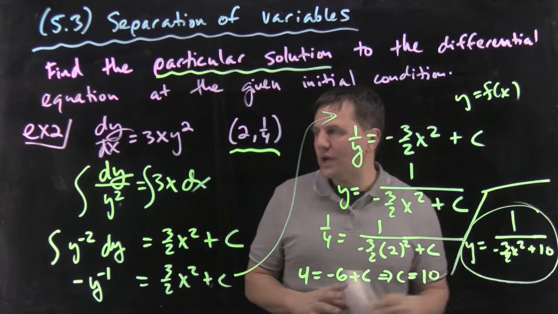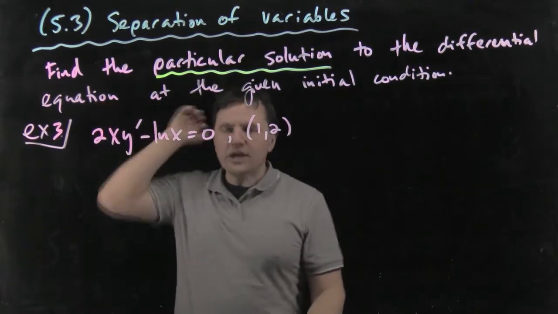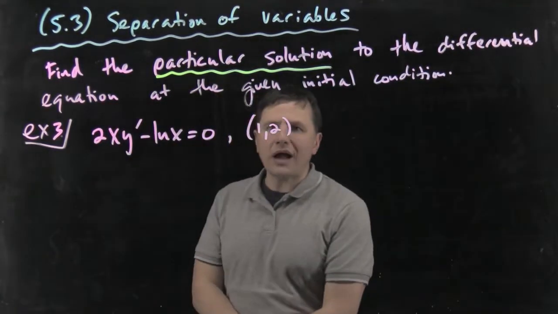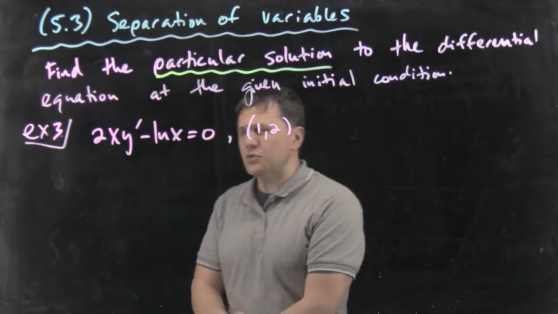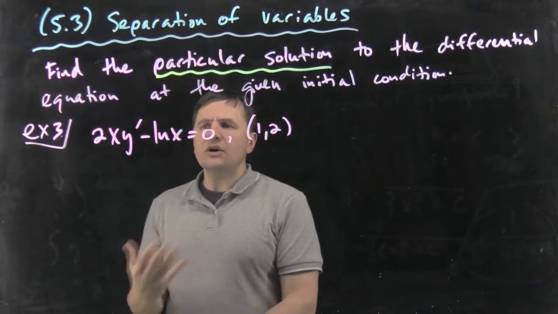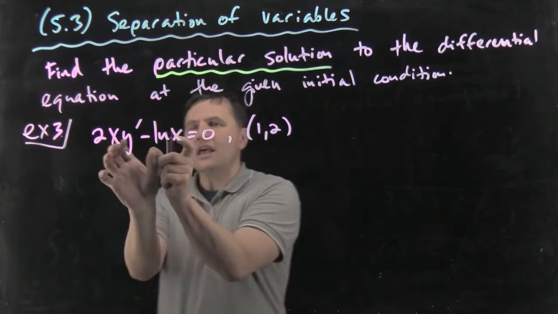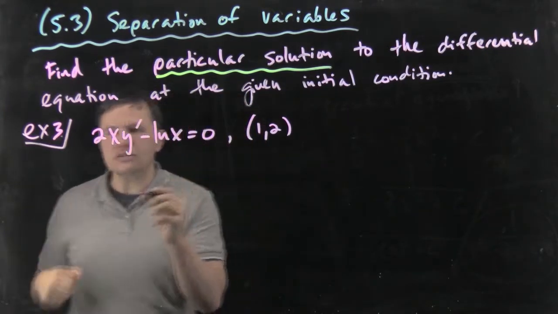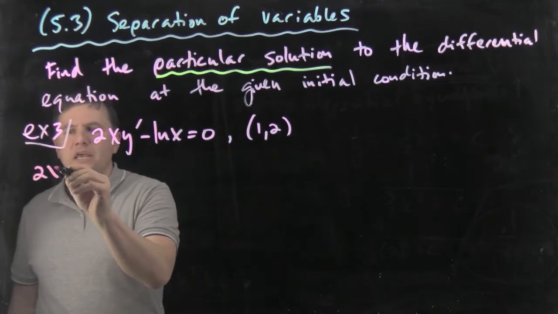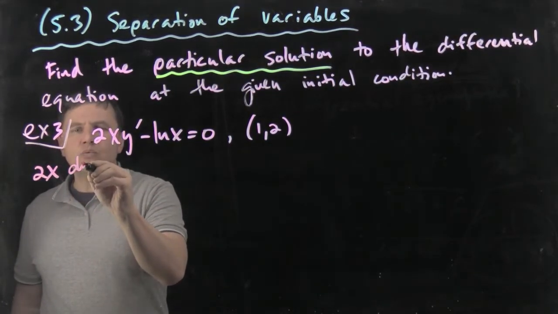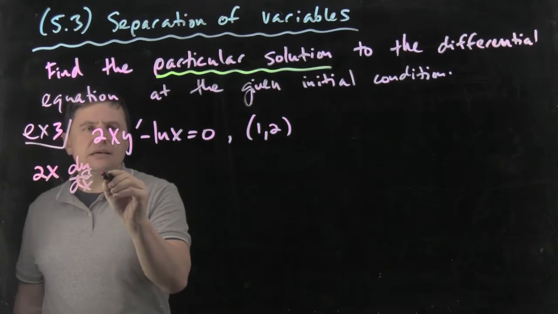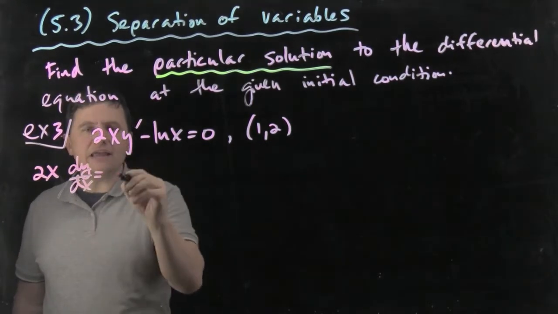Let's move on to example. Okay, example 3, this one looks a little different. Remember y prime, that's just dy over dx, which is maybe how I want to rewrite this. Now here's the deal, before I can even start the separation of variables process, I need to get that ln of x on the other side. So I want to rewrite this thing as 2x dy over dx is equal to, and then ln of x.